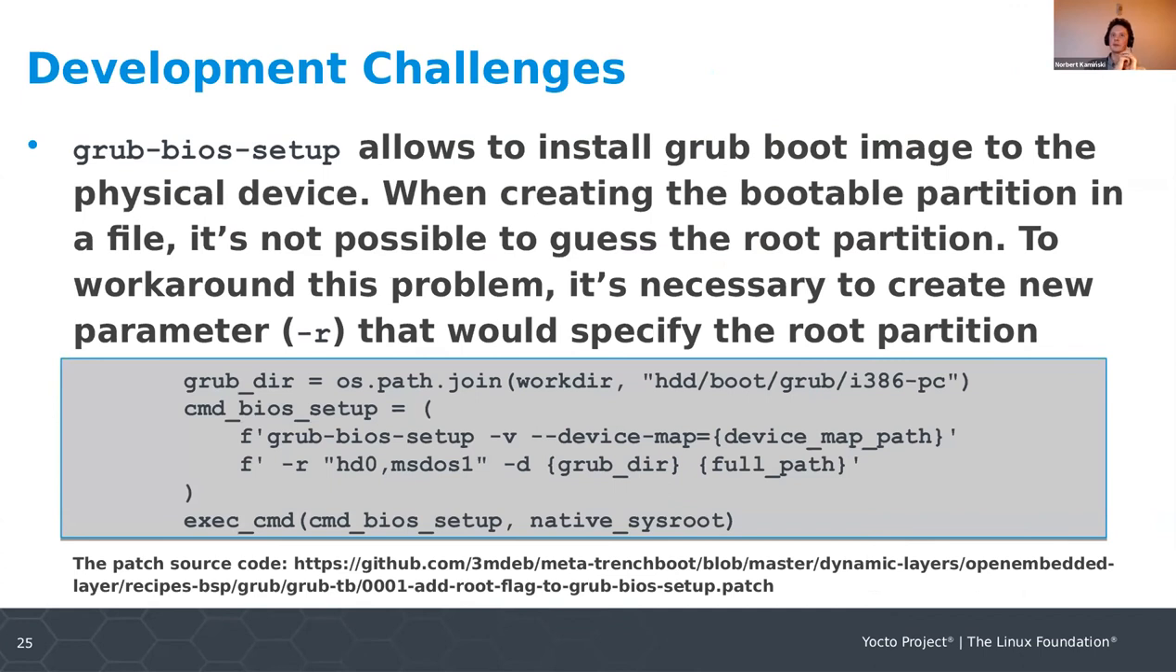it's not so easy when you are doing this into a file. When you have a physical device, it's easy to recognize what the root partition is, and that's pretty easy. But when you are installing the image to a file, you have to work around this with an additional parameter, because the standard grub-bios-setup cannot guess the root partition. So we worked around this problem with the -r parameter that specifies the root partition, as you may see in the snippet here. The full source code of this patch is available at the following link.